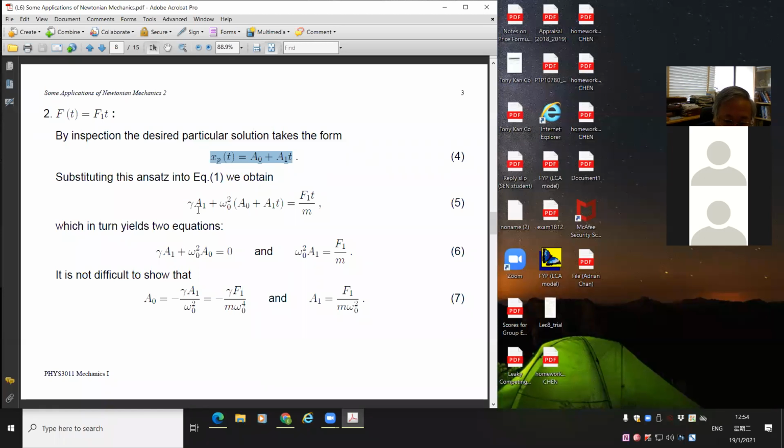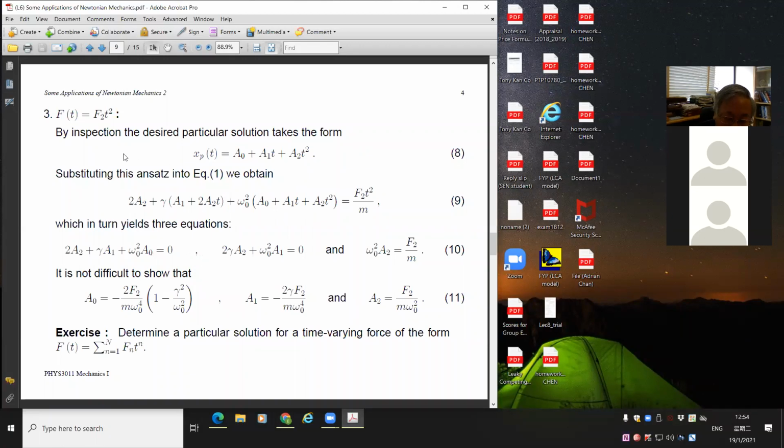Then we collect the like terms and set each of these like terms equal to 0. So for the constant term, gamma A1 plus omega naught squared A naught equals 0, and omega naught squared A1 equals F1 over M. We have 2 unknowns and 2 equations, so we can find the 2 unknowns right away. So for constant force, trivial. For force linear in t is also simple.